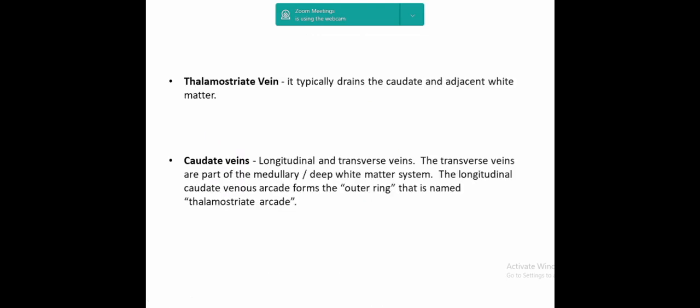In this group, the veins mainly include the thalamostriate, caudate, septal, and atrial veins. Even though the name is thalamostriate, they mainly drain the caudate and adjacent white matter. And the caudate veins, as I already explained in the previous slide, are divided into longitudinal and transverse veins based on their course. The transverse veins are part of the deep medullary or deep white matter system, whereas the longitudinal caudate veins form the outer ring.